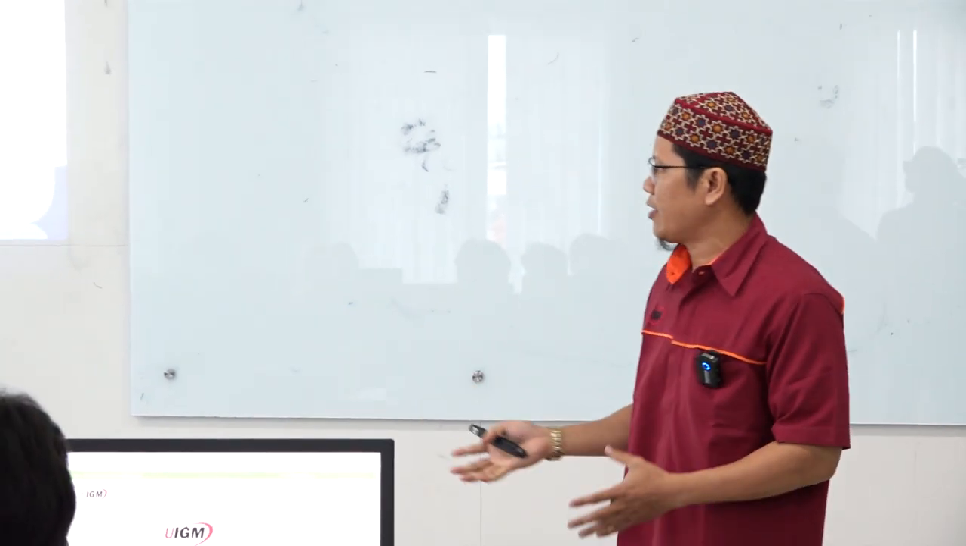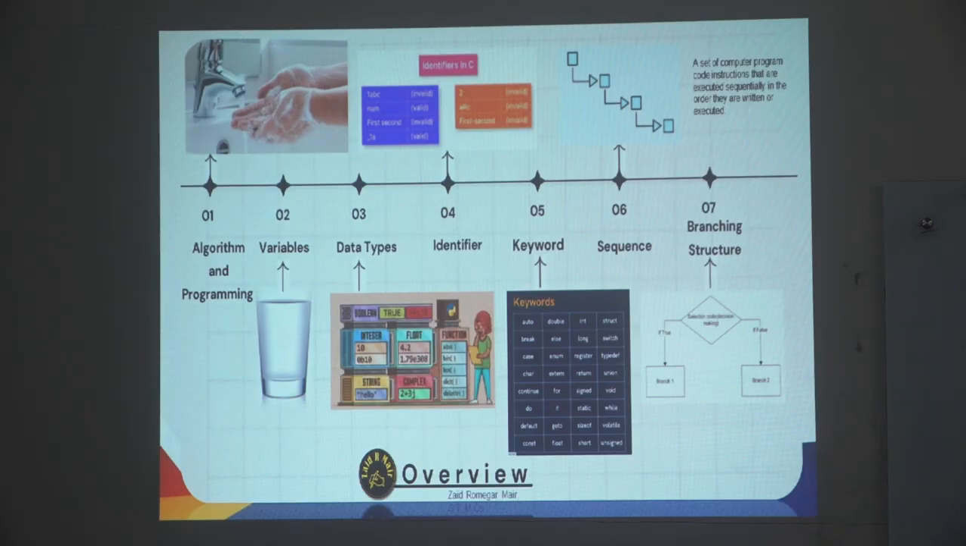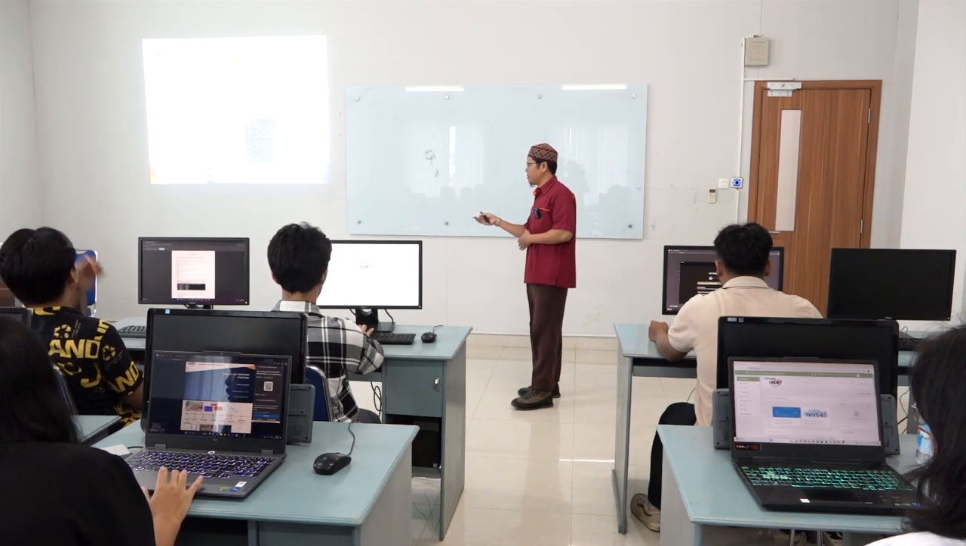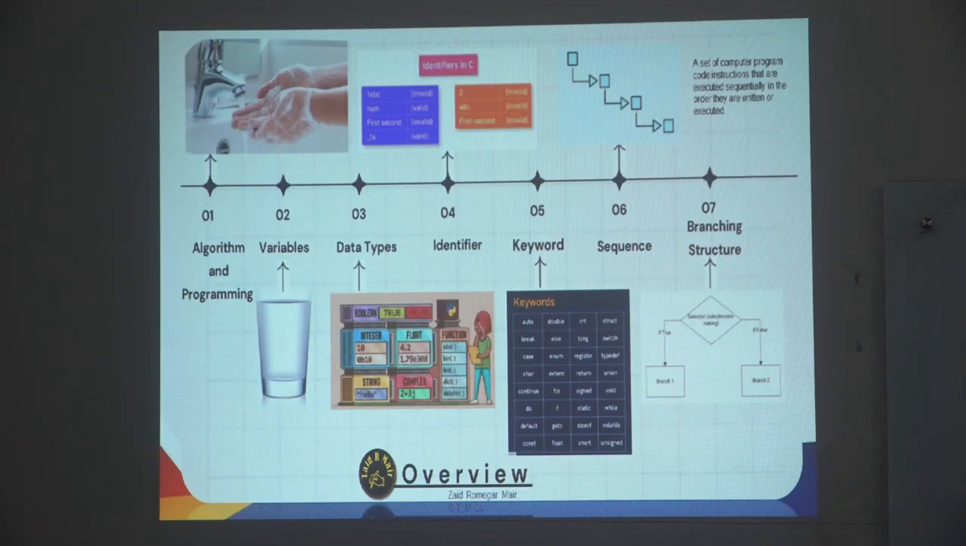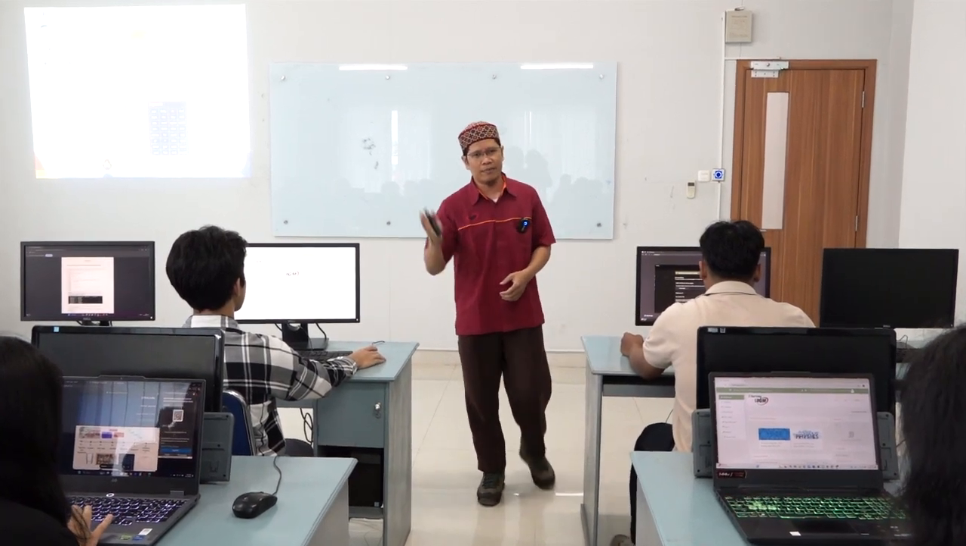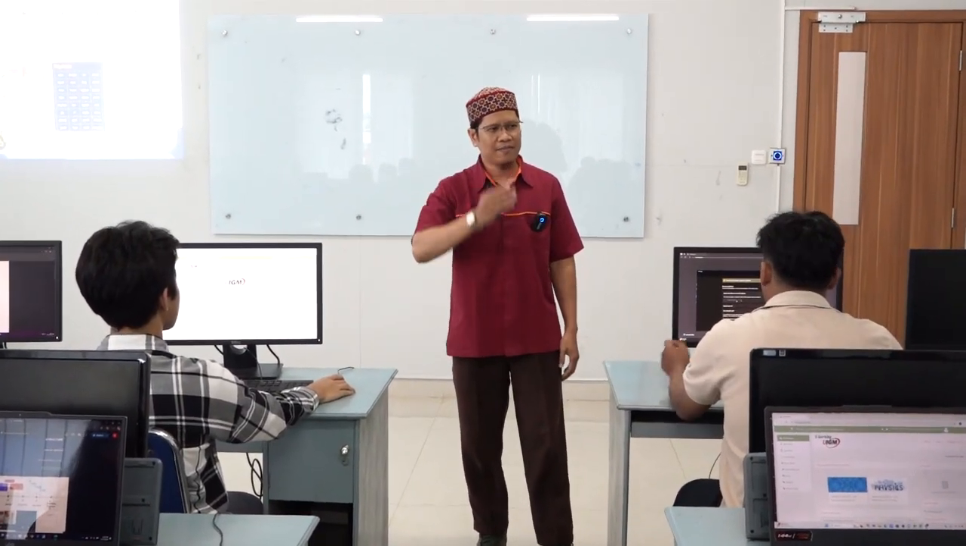We started with the definition of algorithm and programming. I estimate all of you have understood the programming and algorithm definitions. And here we have variables, data type, identifier, keyword, sequence, and branching structure. Can you help me describe the definition of algorithm and programming? Who? Zaki?